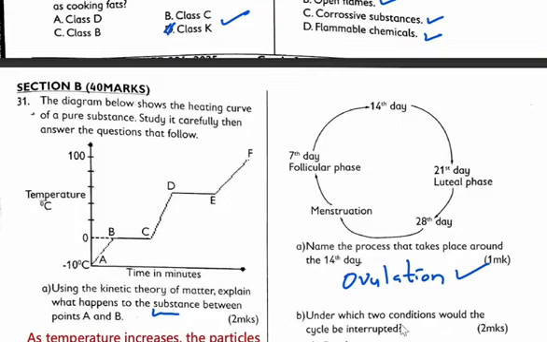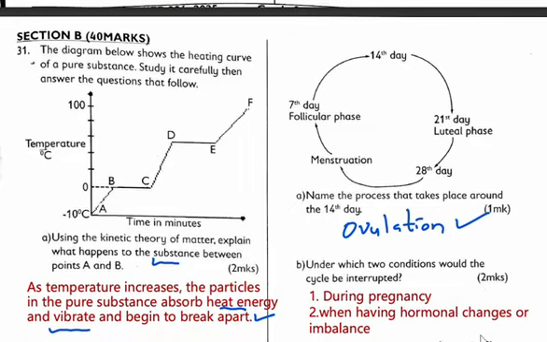Part B. Under which 2 conditions would the cycle be interrupted? This means that, for girls, instead of seeing your period on day 28, it comes early, or it comes late, or sometimes you miss your period. So the question is asking, under which 2 conditions will the cycle be interrupted? 2 marks. The first condition is during pregnancy. During pregnancy, the cycle is going to be interrupted, and also when having hormonal changes, or what we call hormonal imbalances. So these are the conditions under which the cycle can be interrupted.